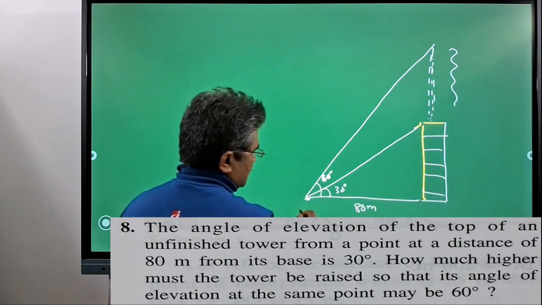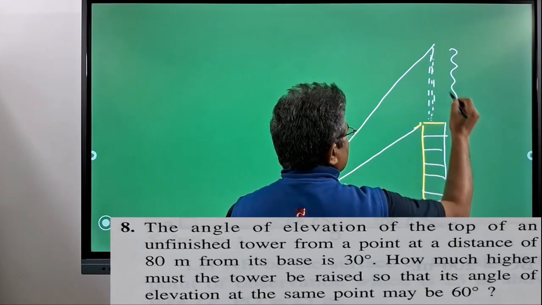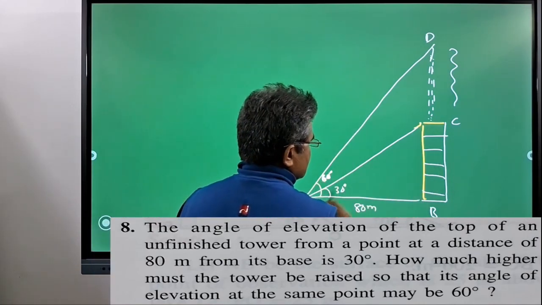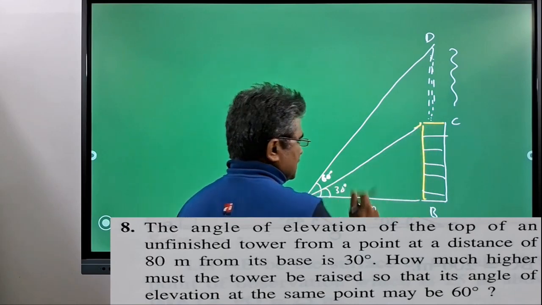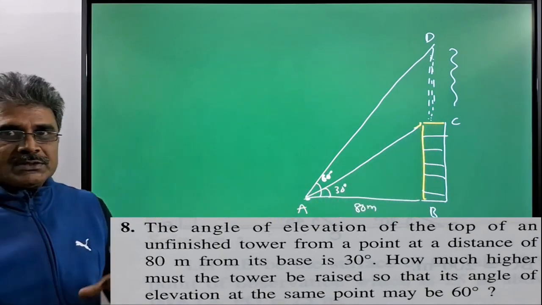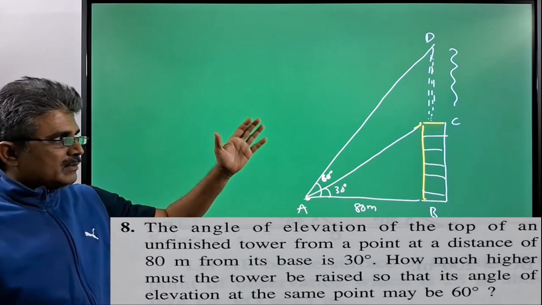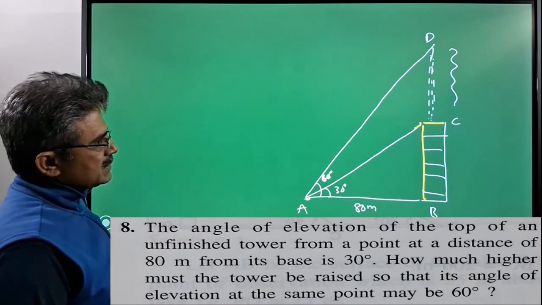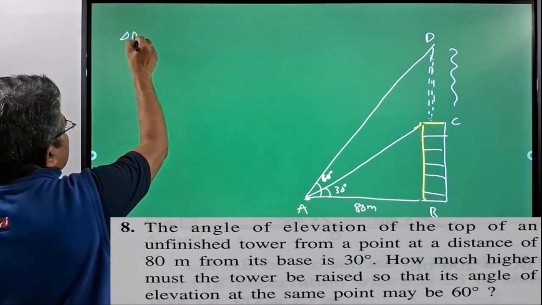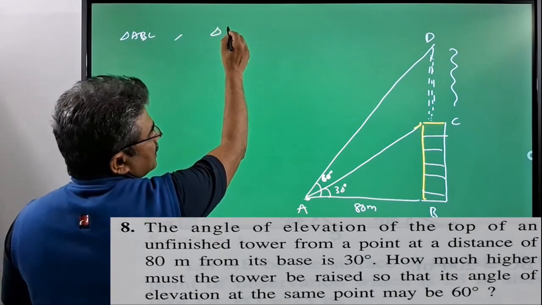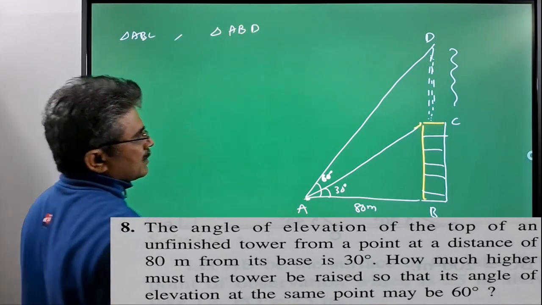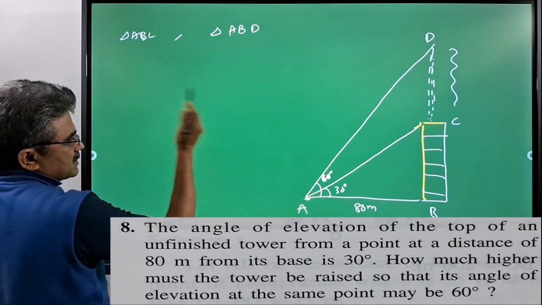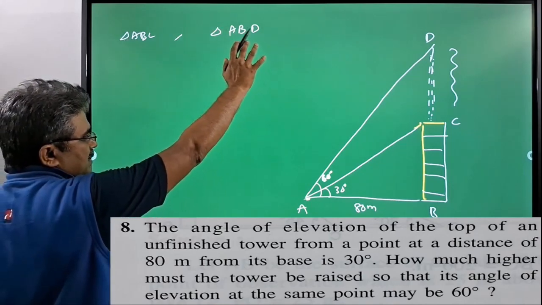If you name it A, B, C and D, we need to find out the DC value. AB is given, BC we don't know, but the angles are given. So from that we need to conclude the height of the unfinished part of that tower. For that I would be considering two triangles, triangle ABC and triangle ABD. Those two have elevation angles of 30 and 60 degrees: here it is 30 degrees and here it is 60 degrees.